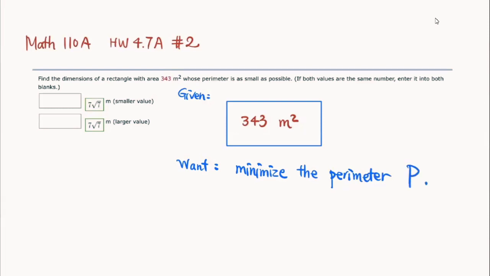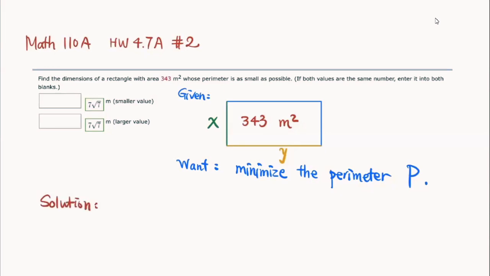Now, we should also declare a variable for the length and the width. So let the width be x, and we're going to let the y here be the length of it. So declare the variables. After that, we're going to start the solution.